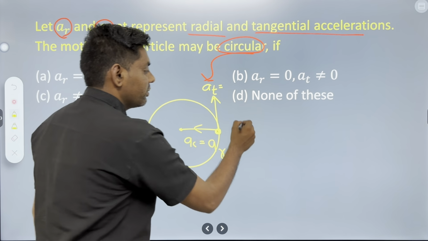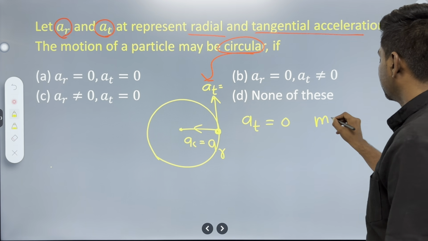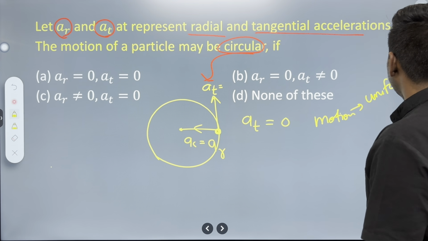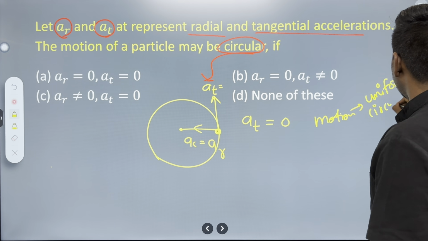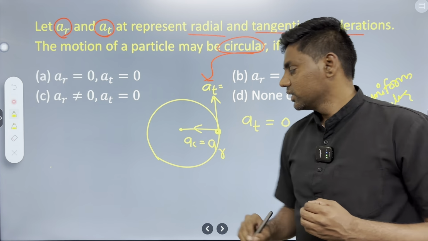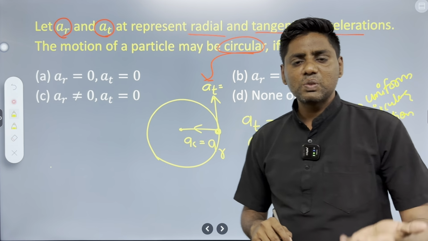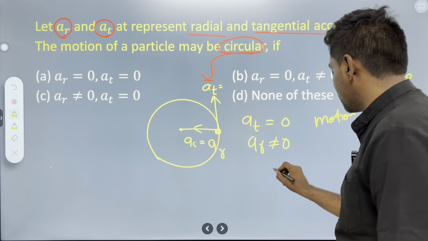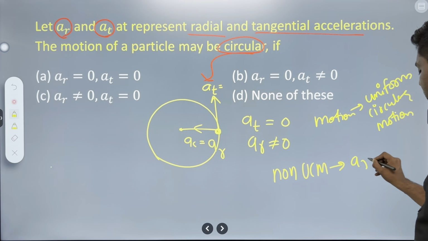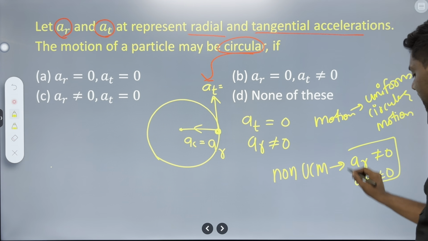when tangential acceleration will be zero. Remember, it becomes zero whenever the motion is uniform circular motion. In uniform circular motion AT is 0 and the radial component is never 0, because that is responsible for circular motion. In case of non-uniform circular motion, what happens? AR is also not equal to 0 and AT is also not equal to 0. So you have to remember both of these observations.